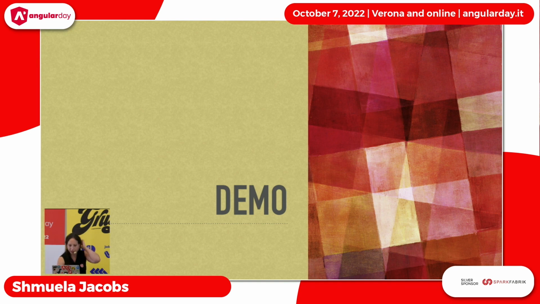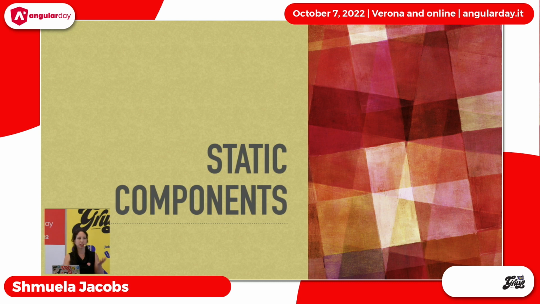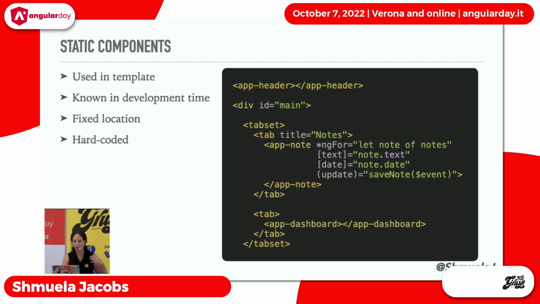All right, so let's go back to the slides, and we'll see what's happening behind the scenes. So let's talk about static components first, because maybe it looks a bit the same. You don't know what's happening when you're actually using the application. You need to think about what's happening behind the scenes here.